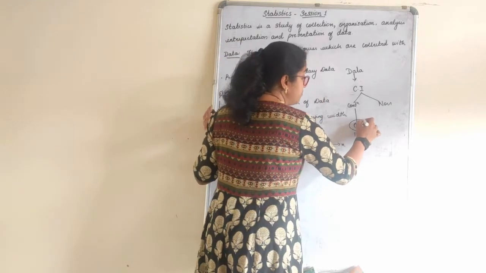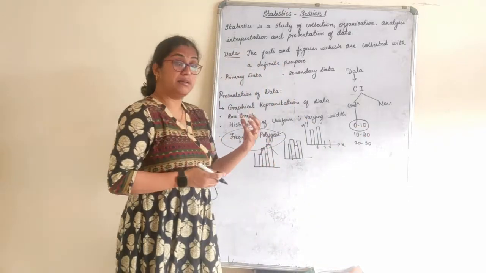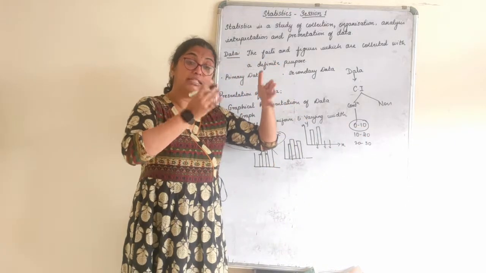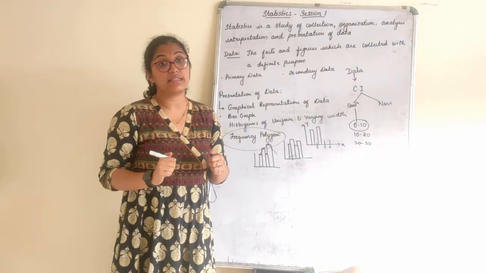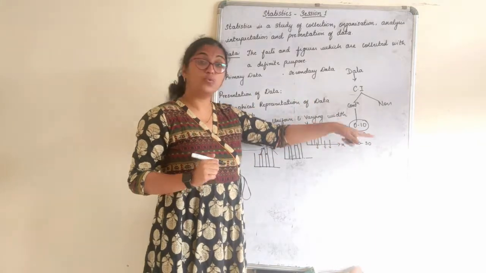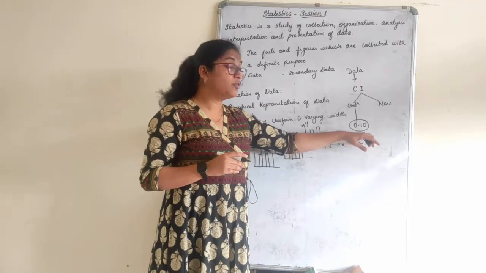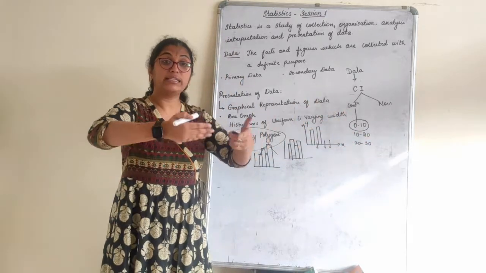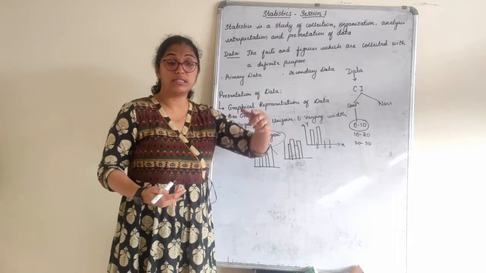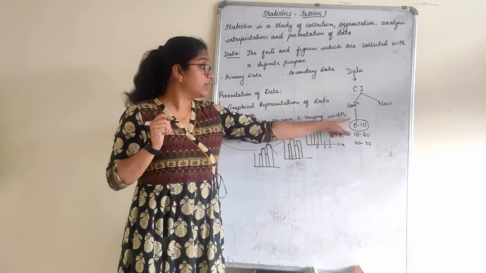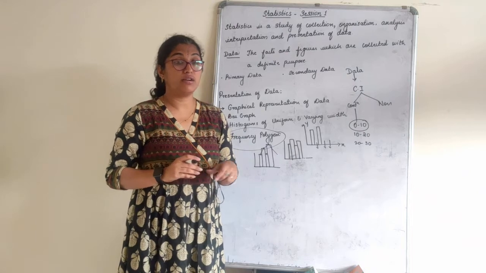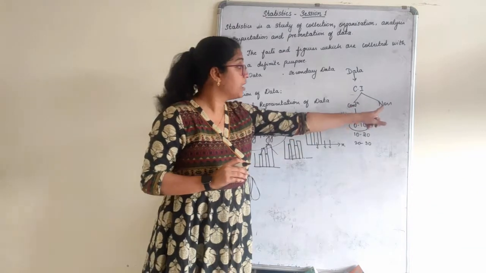When we say 0 to 10, the numbers 0 to 9 lie in that interval and 10 lies in the next interval. When I talk about 10 to 20, 10 to 19 lie there, and 20 lies in the next interval. So it is from 10 onwards up to 20, that is, before 20. This type of class interval is called a continuous class interval.